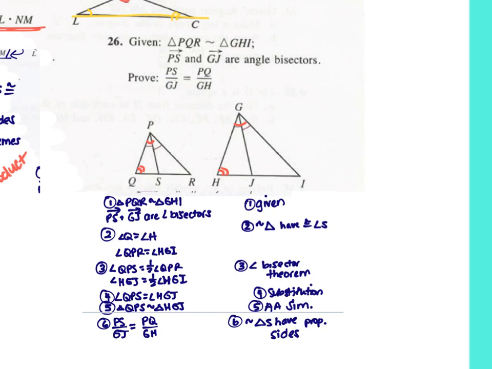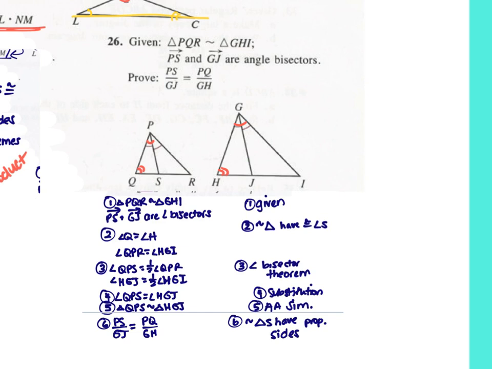So I could say QPS is half of QPR, and HGJ is half of HGI. That's the angle bisector theorem. Then I can say they equal each other, and that's substitution. So then the triangles are similar, angle similarity, and they have proportional sides. So I can set up those proportions.